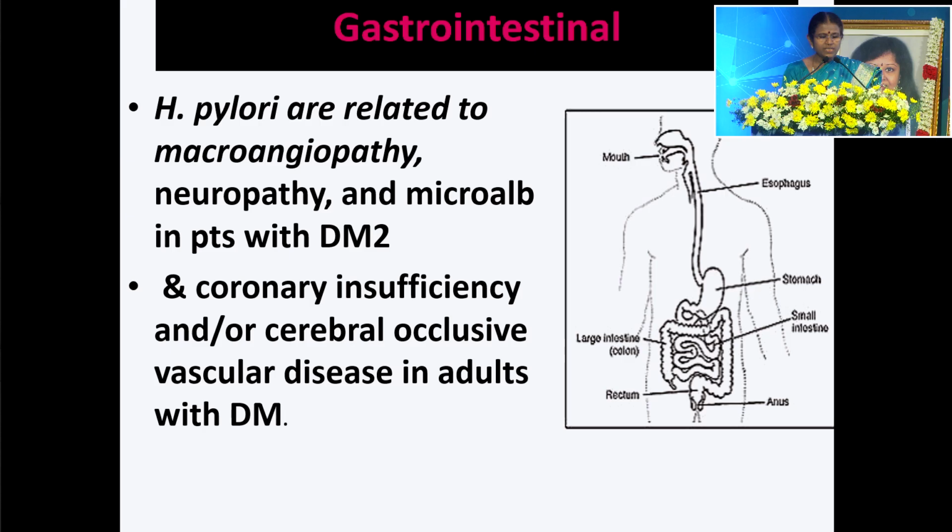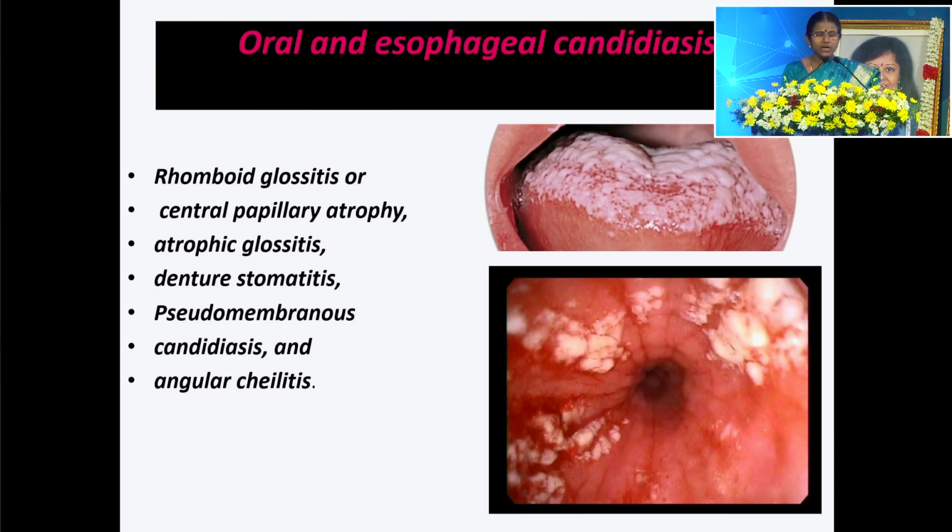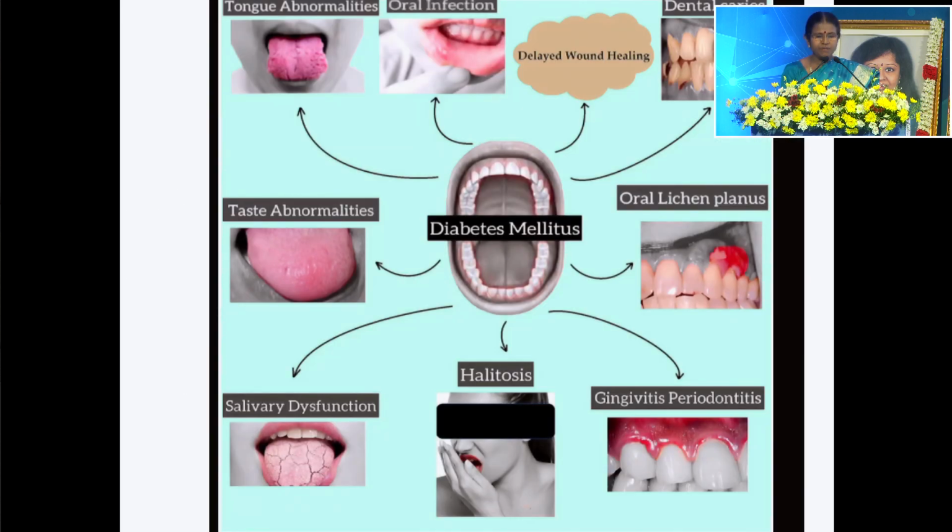Coming to gastrointestinal, Helicobacter pylori is related to microangiopathy, neuropathy, and microalbuminuria in patients with diabetes, and also coronary insufficiency and cerebral occlusive vascular disease. All these can occur. And oral and esophageal candidiasis, rhomboid glossitis, central papillary atrophy, atrophic glossitis, denture stomatitis, pseudomembranous candidiasis, and angular cheilitis, all these can be present.